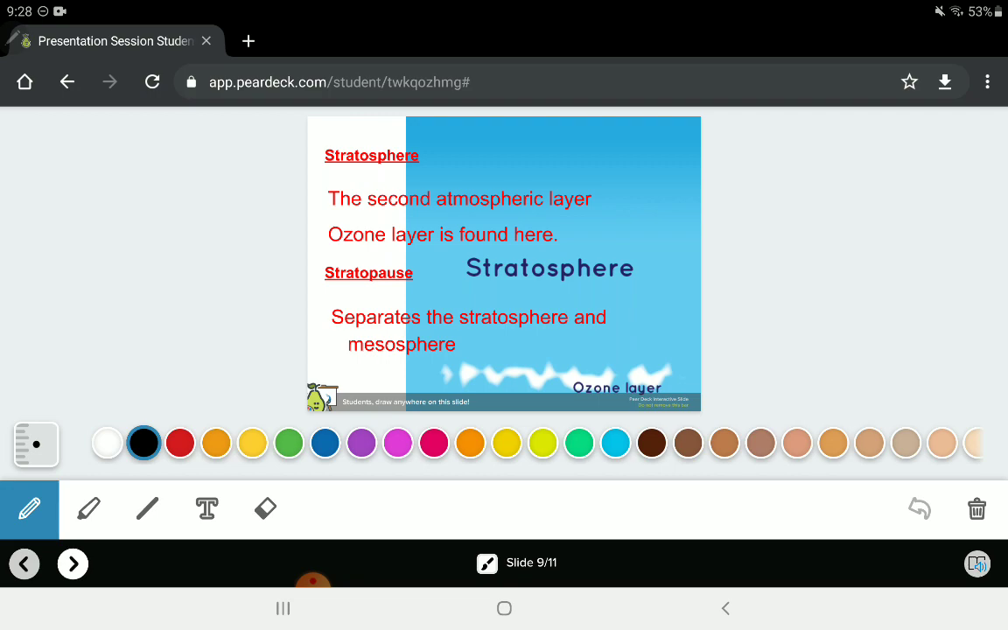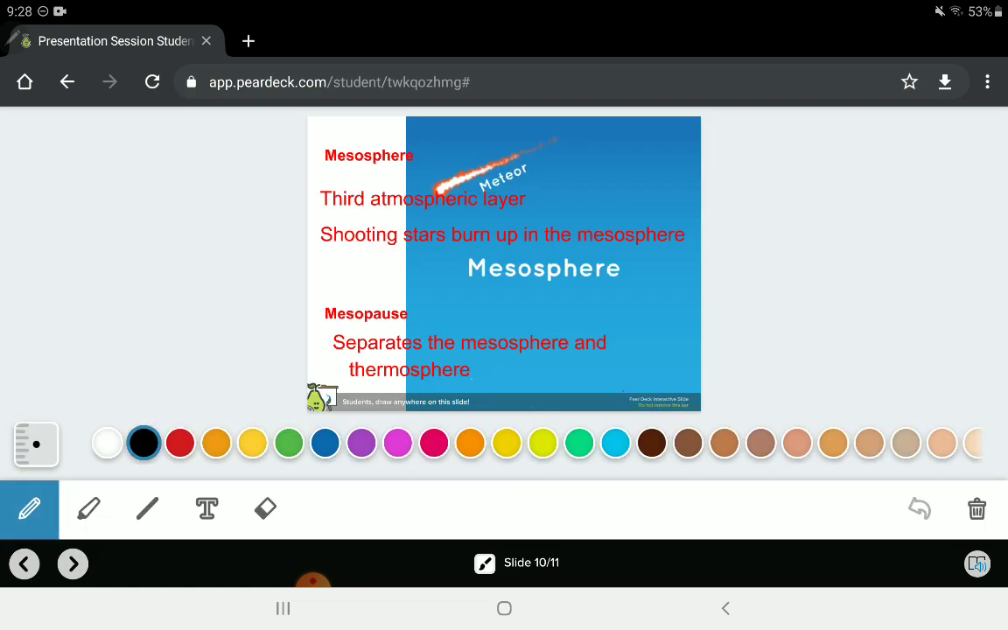Our second layer is the stratosphere, and that is where our ozone layer is found. The stratopause separates the stratosphere and the mesosphere. You can also say mesosphere, either is correct.